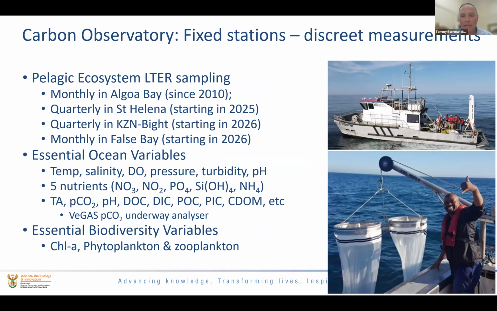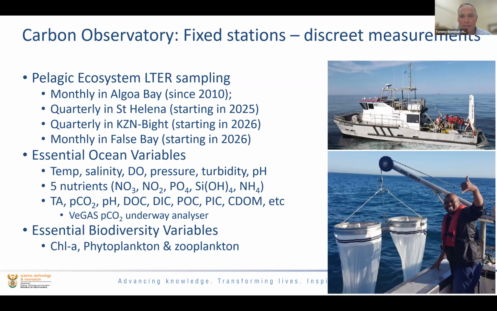So this is taking a vessel going out to a site repeatedly and collecting data at that site. So this will piggyback on our pelagic ecosystem long-term ecological research sampling, which we've been doing monthly in Algoa Bay since 2010. So we've got a long data set there already. And at the other sites, St. Helena Bay and KZN Bight, we are looking to start off quarterly and then maybe move on to monthly. But we are planning also monthly sampling in False Bay, also starting in 2026.